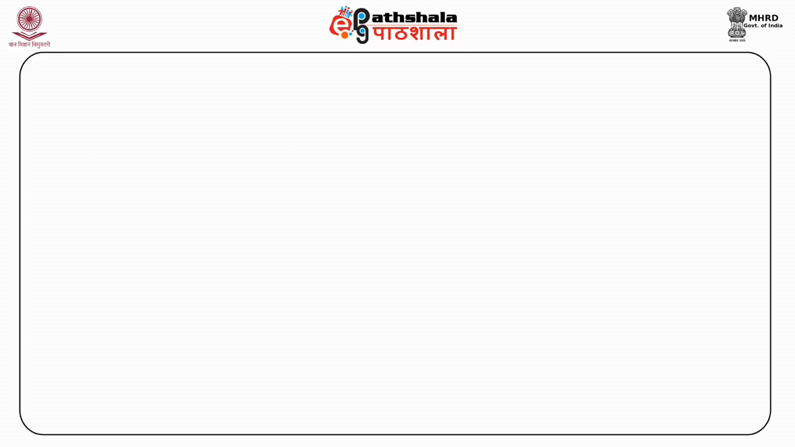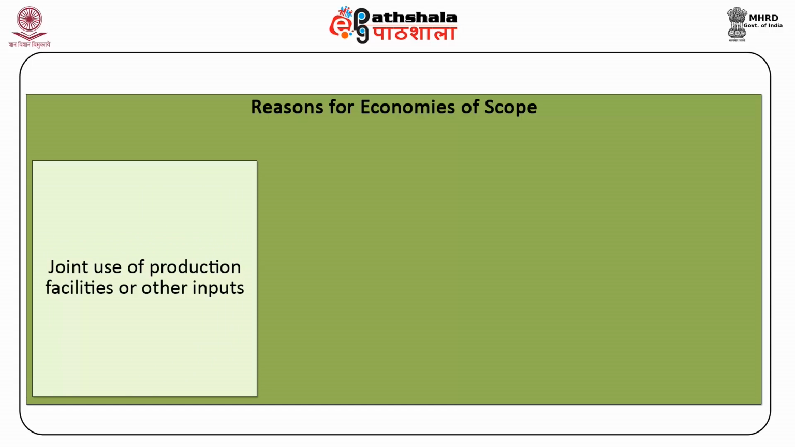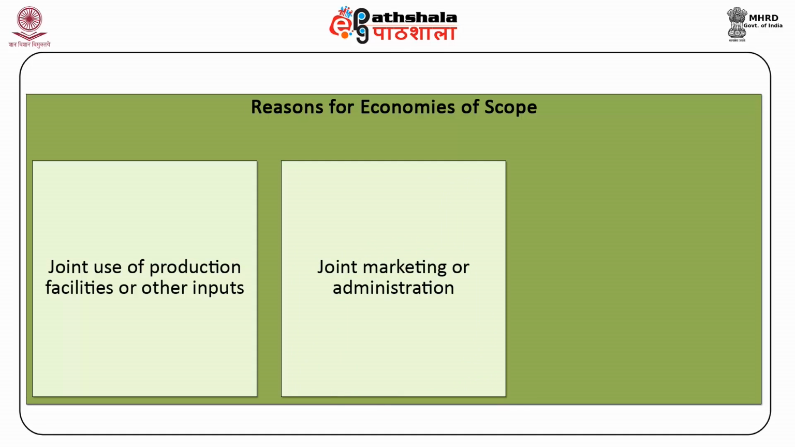Let us now study the reasons for economies of scope. 1. Joint use of production facilities or other inputs. Many companies share facilities or rent out their facilities or machines in order to save costs. An example of this would be a manufacturer who rents out the machines on the weekend when they are not operating. 2. Joint marketing or administration.